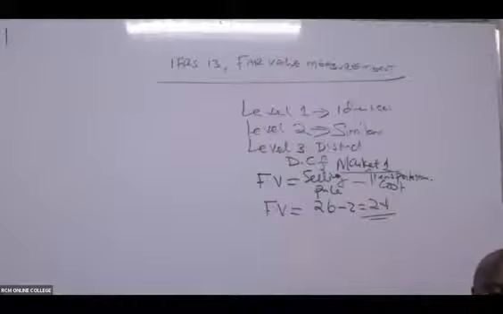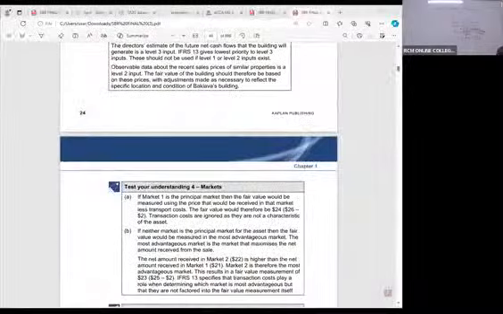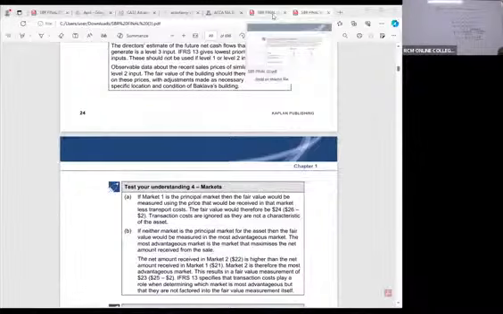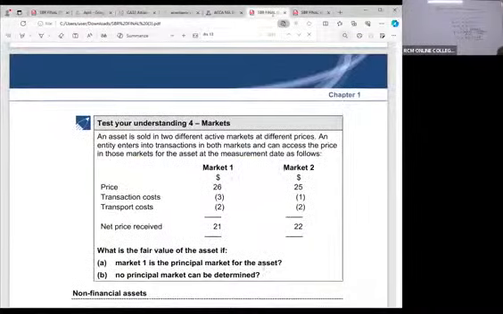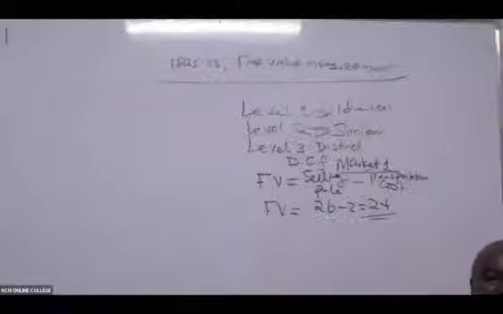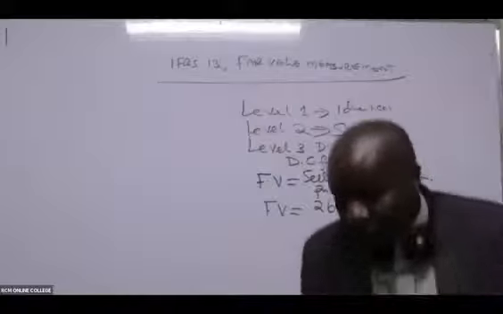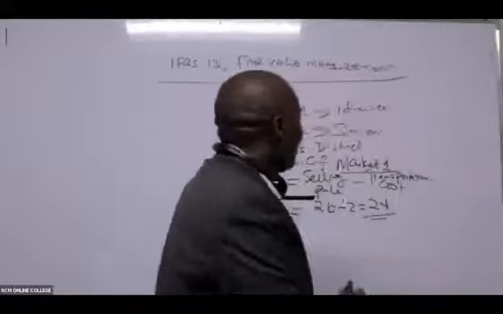Then look at the second question here. Now, no principal market can be determined. So if there is no principal market which can be determined, we shall always go to the second scenario where we ask ourselves, between the markets given, which is the most advantageous? How do we get the most advantageous market?